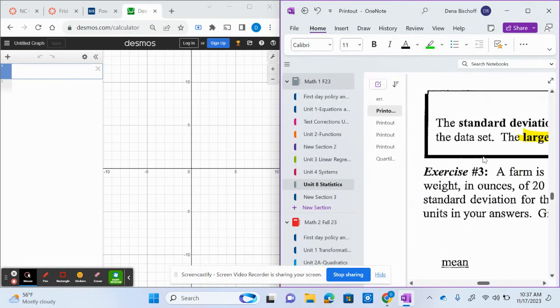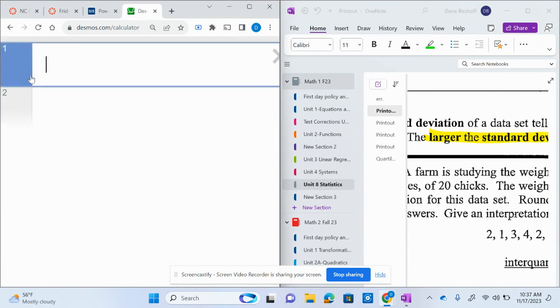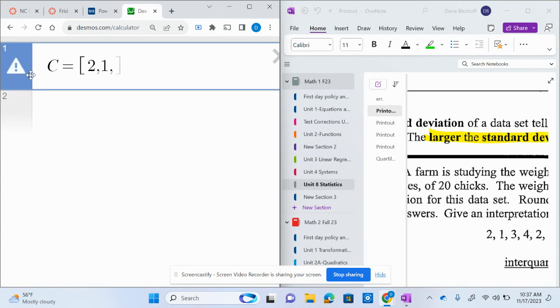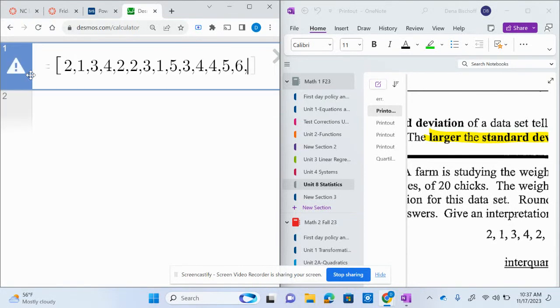All right, so if someone feels like they can maybe shout out some numbers to me, I'm going to call this data set capital C for chicks. Will, you going to shout out some numbers for me? 2, 1, 3, 4, 2, 2, 3, 1, 5, 3, 4, 4, 5, 6, 3, 8, 5, 4, 6, 3.